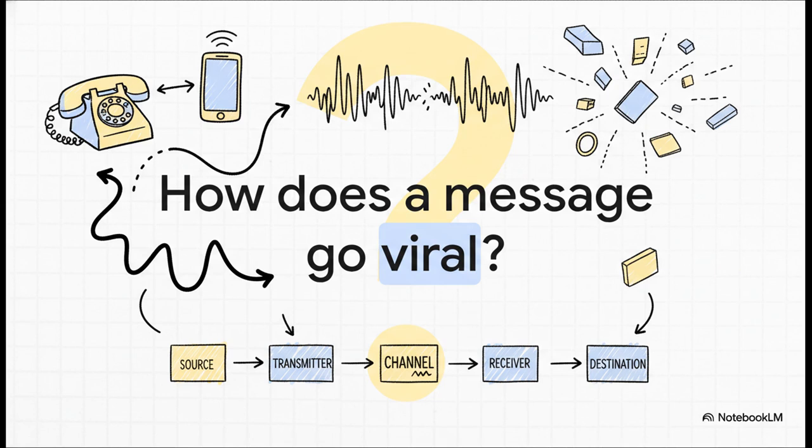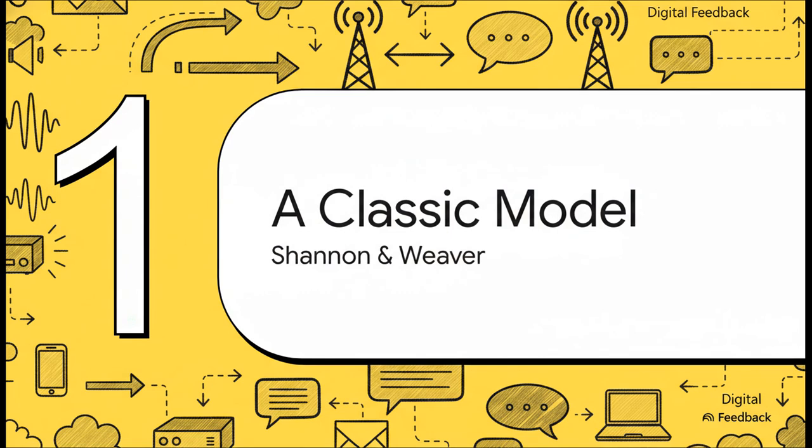So, that really gets us to the big question, right? How does a message go viral? How does one tweet, one video, one anything cut through all that noise and just grab everyone's attention? Well, the key to understanding this super modern thing, you're not going to believe this, it actually comes from a theory all the way back in the 1940s. And it was originally designed for something as basic as a telephone call. Crazy, right?